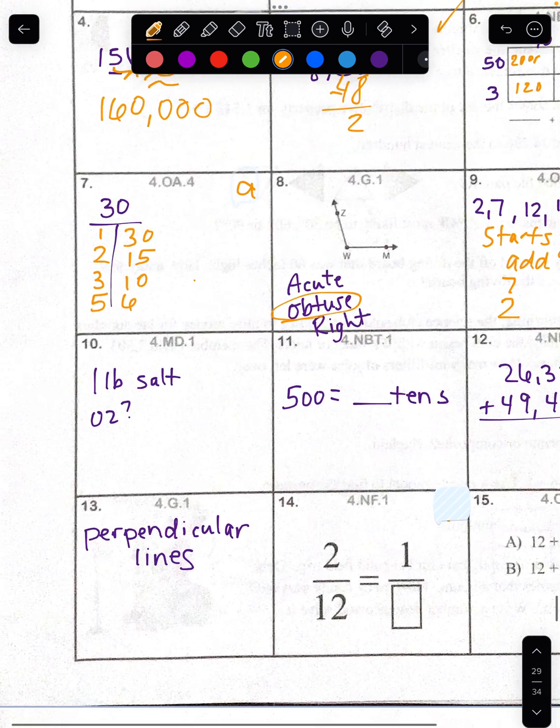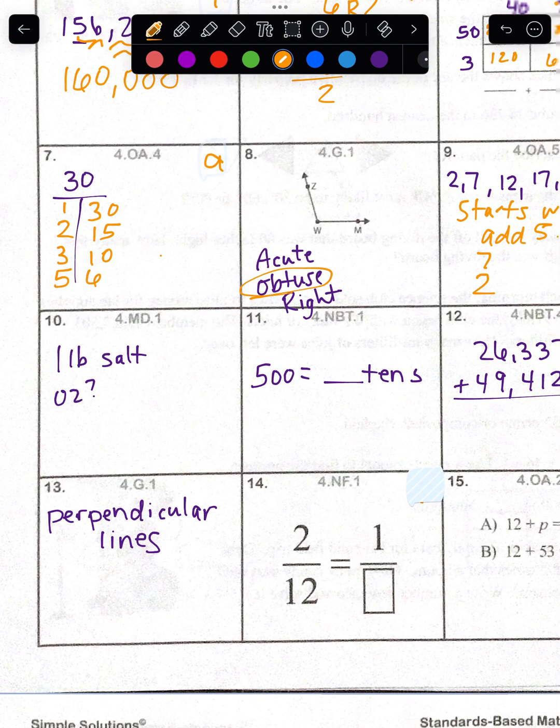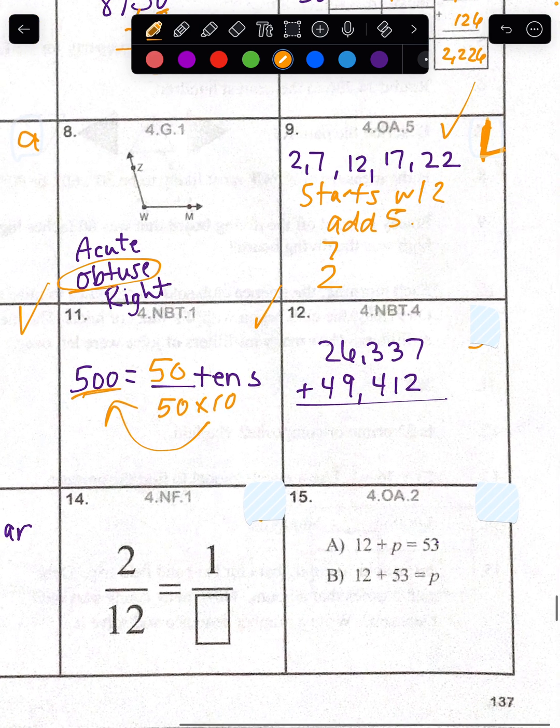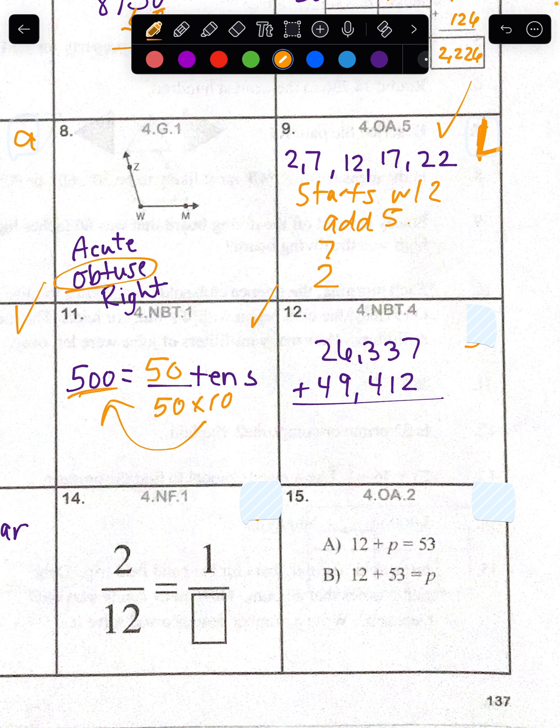Okay, number 10. They have 1 pound of salt. How many ounces is that? Easy peasy, 16 ounces. Number 11. The number 500 is equal to how many tens? That would be 50 tens. That's just like saying 50 times 10 is 500. All right, number 12. Basic addition problem here. 75,749. Another mystery letter, and that's G.